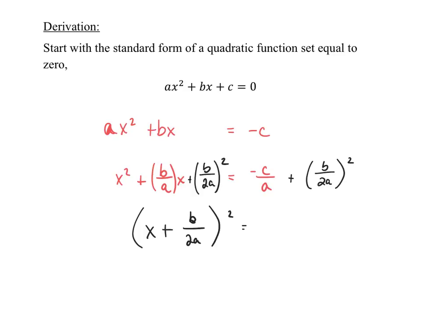On the right-hand side, though, we can recognize here that it looks like we might be able to simplify a little bit of the work here on the right. We have the negative c over a, and I'm going to write this as b squared over 4a squared. Okay, I can do that to start to make that a little bit easier. Now, here, my goal is going to be eventually to solve for x.